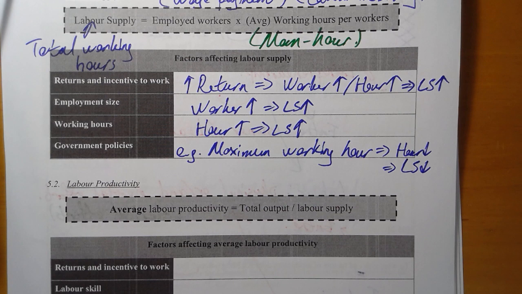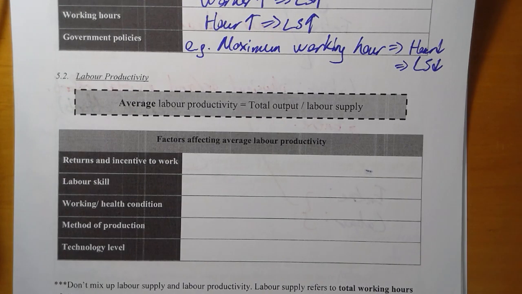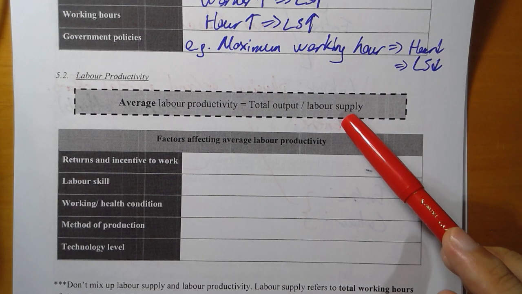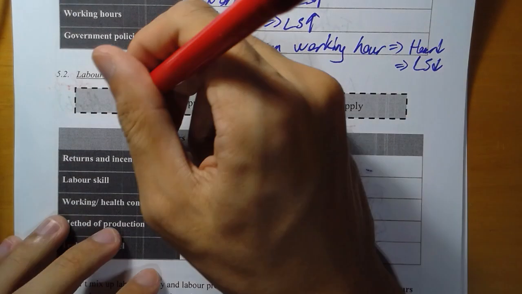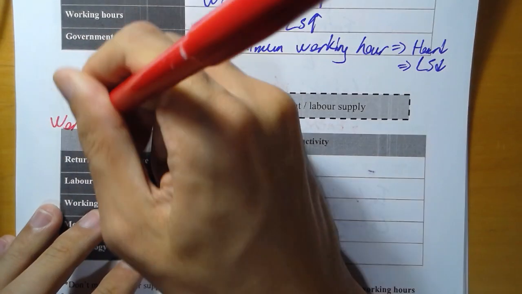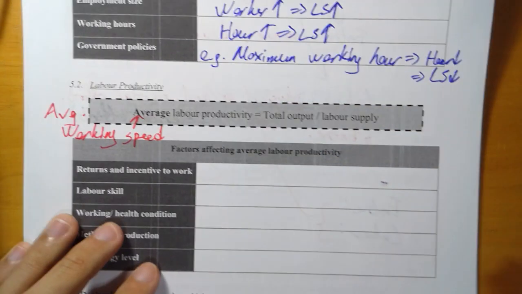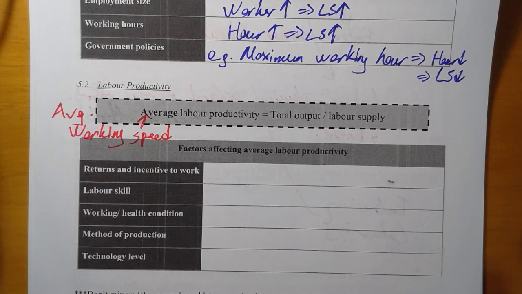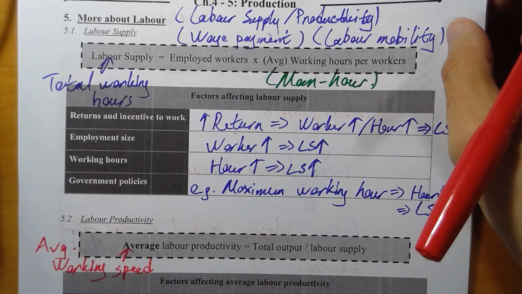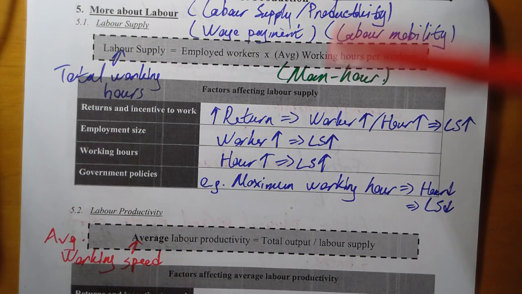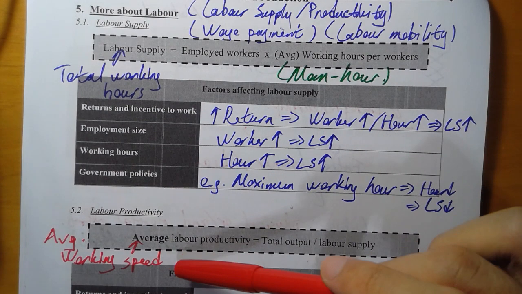Now here, on the other hand, we have labor productivity as opposed to labor supply. Average labor productivity refers to total output divided by labor supply. So you see here, we are talking about working speed, the average working speed of workers. We are talking about how fast they work. You know the differences. One is talking about total working hours, how long they can work in total. Another is about how fast they work.